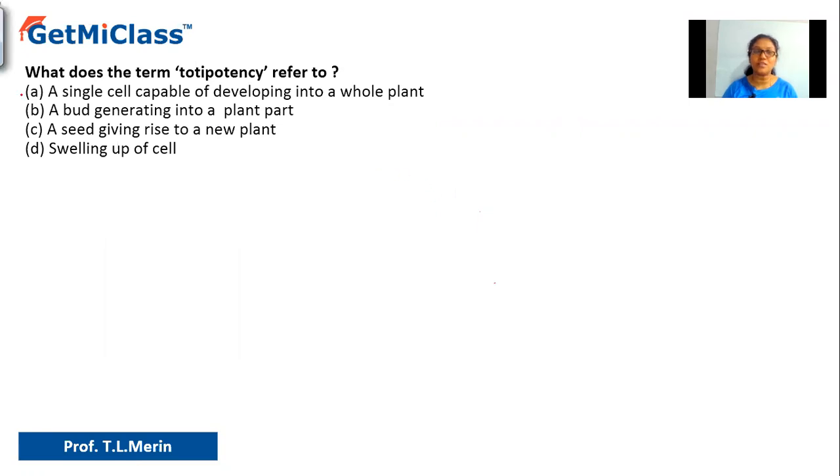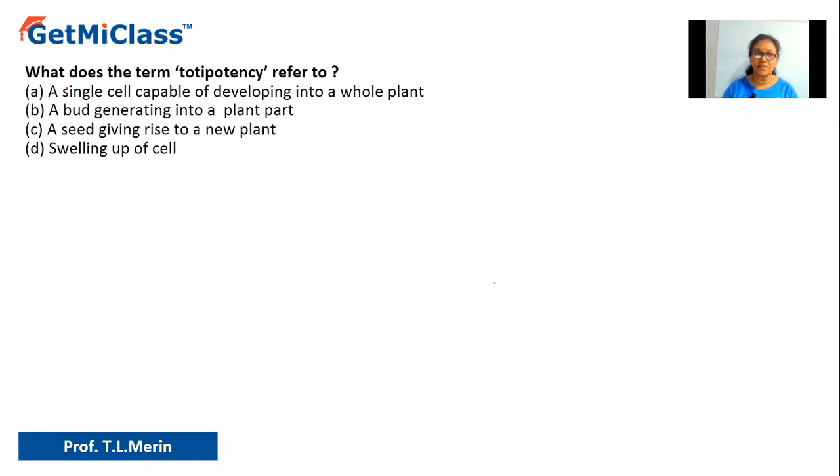Today we are going to solve this question which says, what does the term totipotency refer to? Option A, a single cell capable of developing into a whole plant. Option B, a bud generating into a plant part. Option C, a seed giving rise to a new plant. Option D, swelling up of cell.